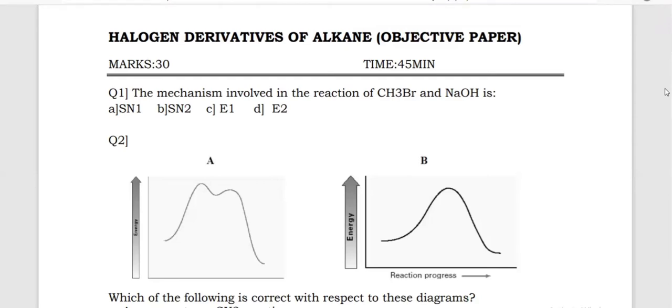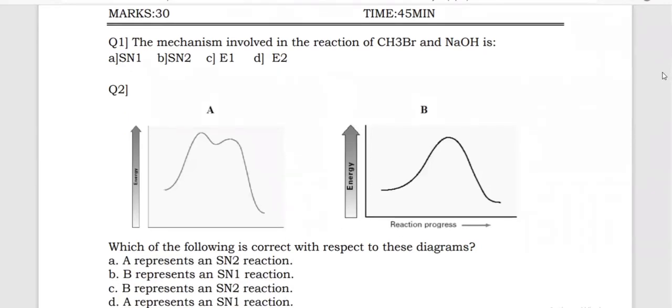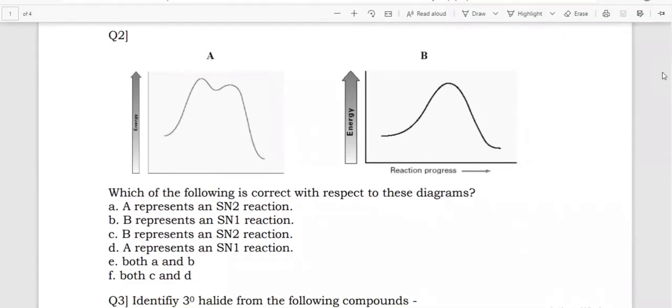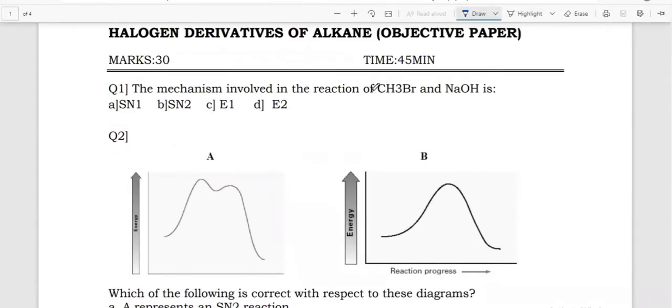Hi, this is an objective question paper on halogen derivatives of alkane. Now your first question is the mechanism involved in the reaction of CH3Br and NaOH.